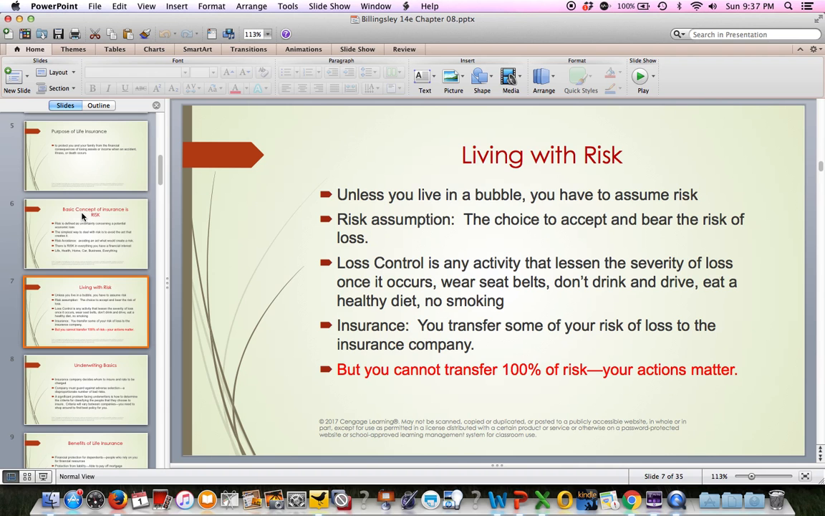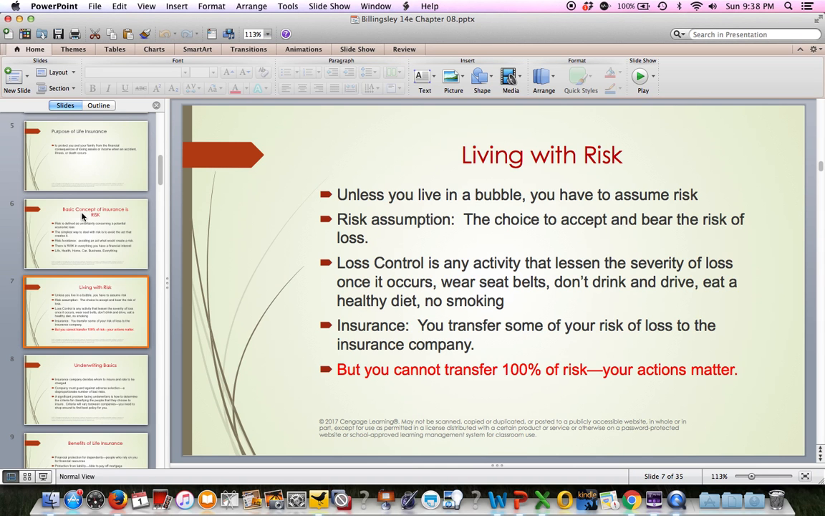So living with risk, unless you live in a bubble, you have to assume risk. As I mentioned, just simply getting in your vehicle and driving to your job, there is an element of risk to that, right? Unfortunately, people die in car accidents through no fault of their own. Somebody else was at fault, but you die, right? So that's just the risk that you have to undertake. Loss control is an activity that lessens the severity of loss. Wearing seatbelts, clearly, right? Having certain safety features in cars.